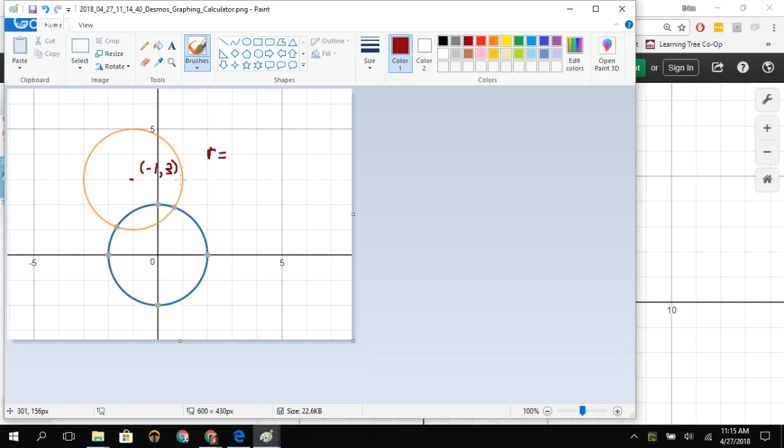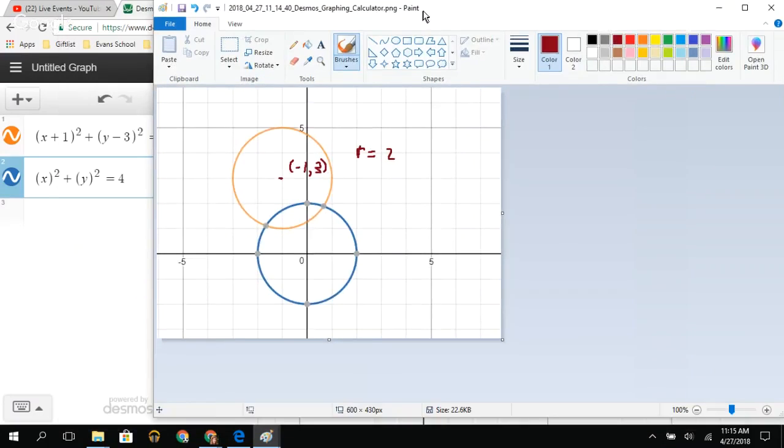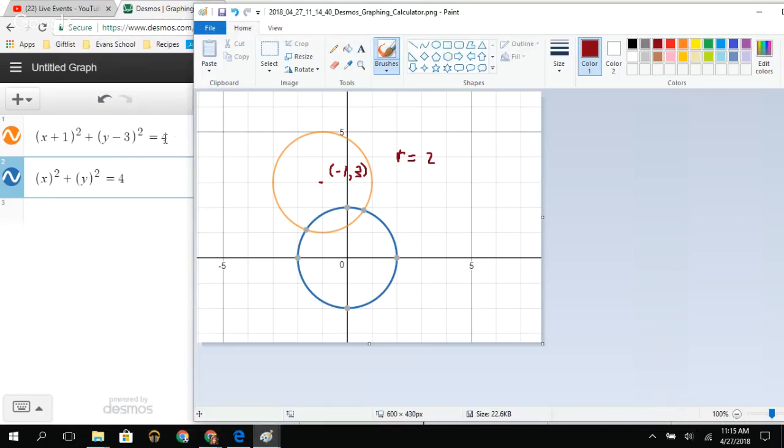You can just count. It's 2 here, 2 here, 2 here, 2 here. You can also go back to your original equation, right? And 4 still is your radius squared. So 2 squared is 4, so that's my radius.